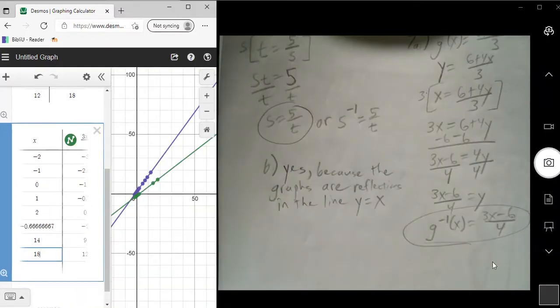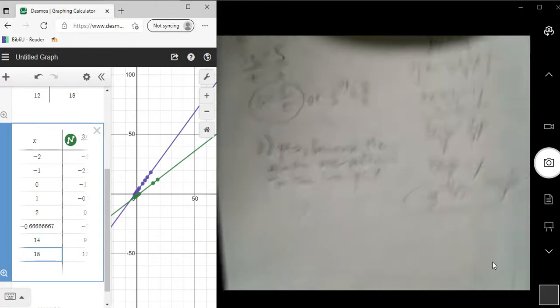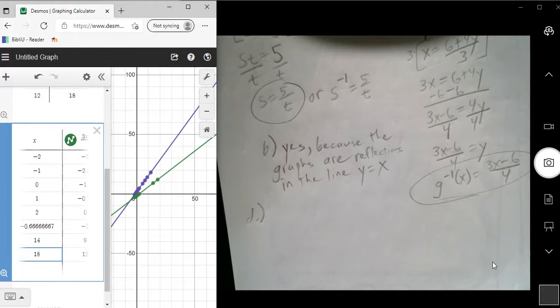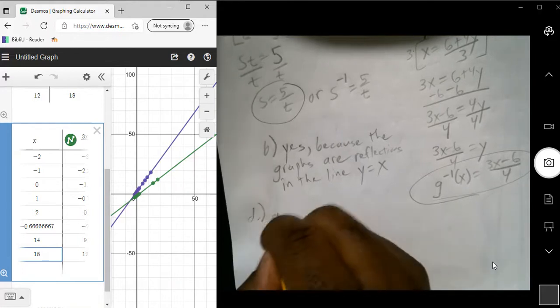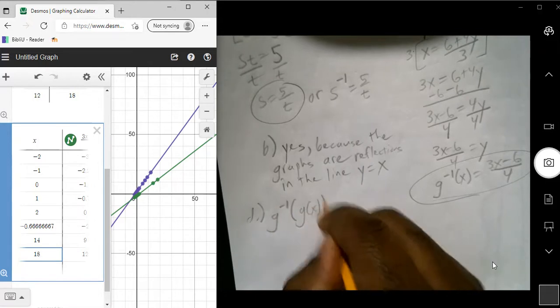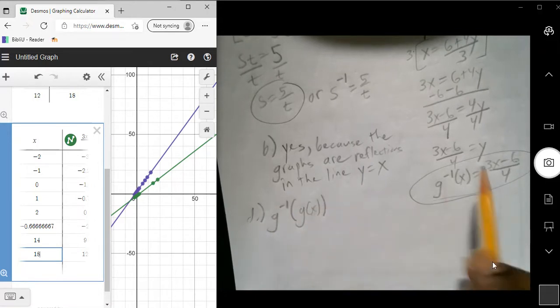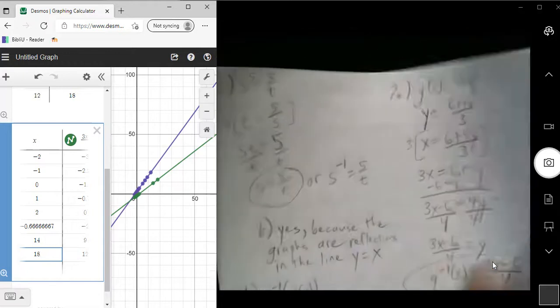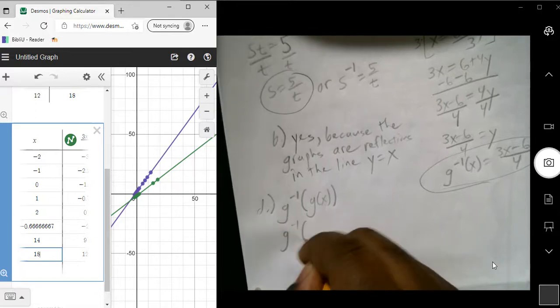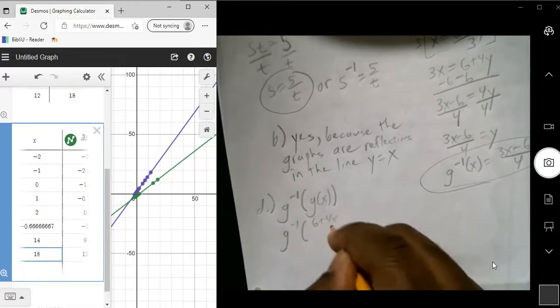All right. So now we go here to D. It says determine G inverse of G of X. Does your result support your answer in part C? So they want you to actually physically do this. So we have D. So we have G inverse of g of x. We know g of x, as we discovered up here, g of x is 6 plus 4x over 3. So it'd be g inverse of 6 plus 4x over 3.